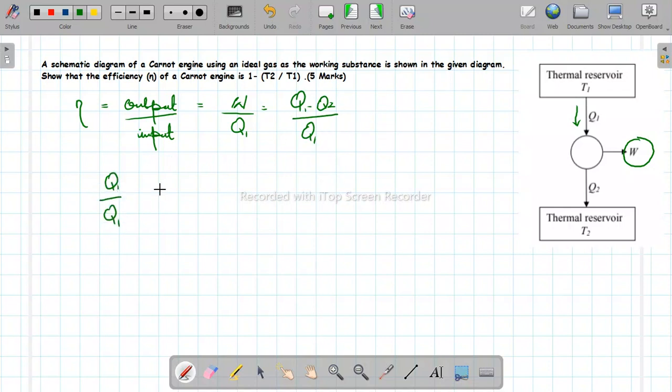Let's just cancel them out. It becomes 1 minus Q2 over Q1. We know that in thermodynamics, heat can be related to the temperature in Kelvin. So we can rewrite this equation as efficiency equals 1 minus T2 divided by T1. This is nothing but the equation for the Carnot engine that you were supposed to derive, where this T2 is the temperature of the cold reservoir or the sink, this T1 is the temperature of the hot reservoir or the source of heat, and this eta is the symbol used to represent the efficiency of the engine.